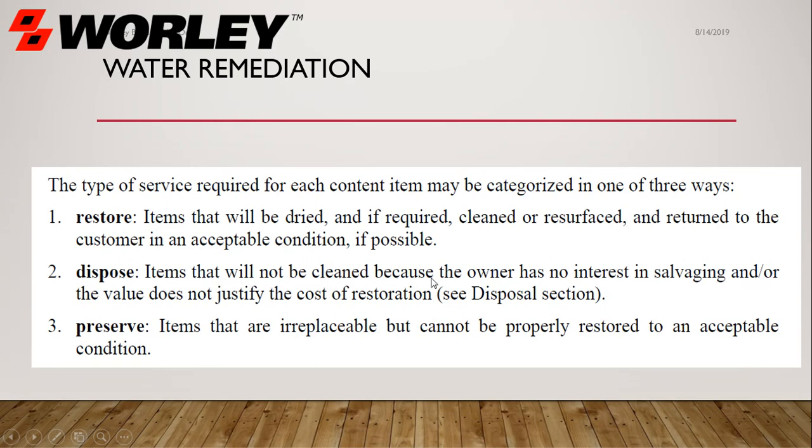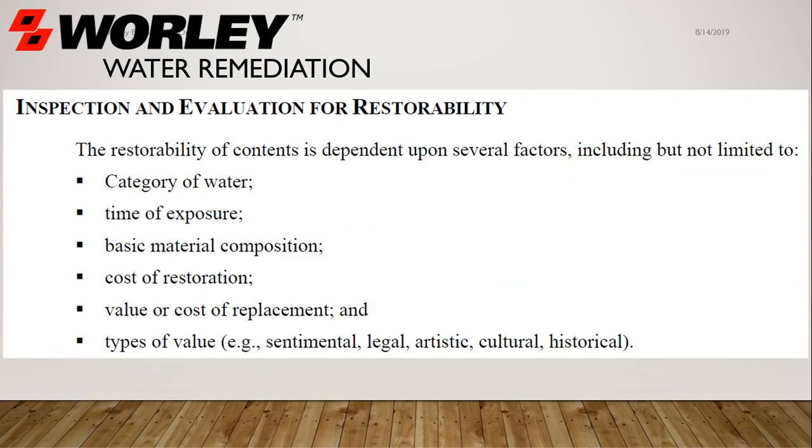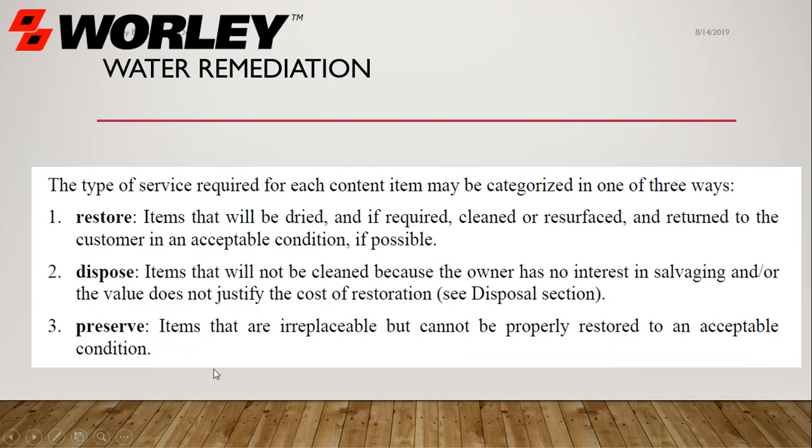Items that will not be cleaned because the owner has no interest in salvaging it or the value does not justify the cost of restoration, we're just going to dispose of it. No sense to try to dry it, throw it away. We may have to preserve something: items that are irreplaceable but cannot be properly restored to an acceptable condition. Again, that's talking about your types of values here. These sentimental items or legal items. We're going to try to preserve it, but we know that we can't restore it.